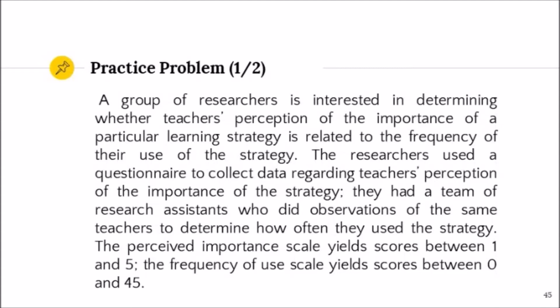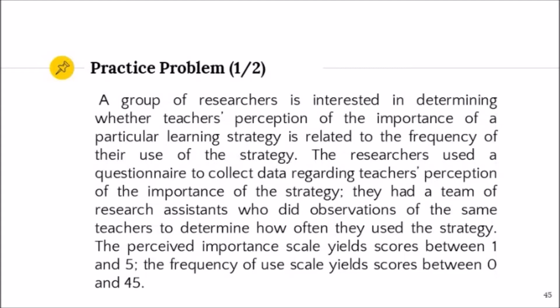A group of researchers are interested in determining whether teachers' perception of the importance of a particular learning strategy is related to the frequency of their use of the strategy. The researchers used a questionnaire to collect data regarding teachers' perception of the importance of the strategy. They had a team of research assistants who did observations of the same teachers to determine how often they use the strategy. The perceived importance scale yields scores between 1 and 5. The frequency of use scale yields scores between 0 and 45.